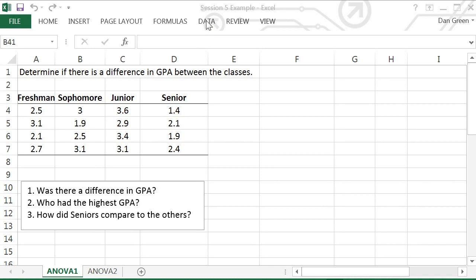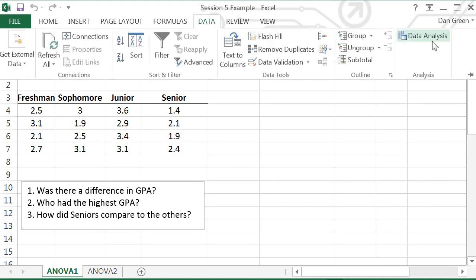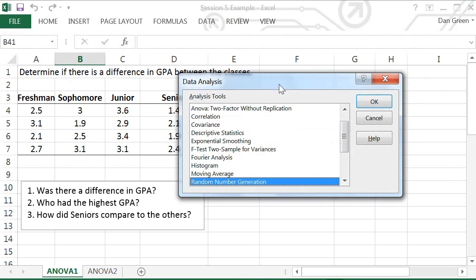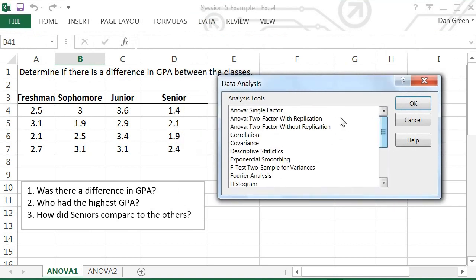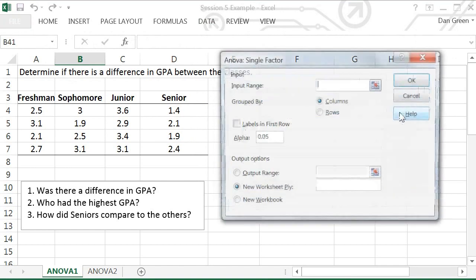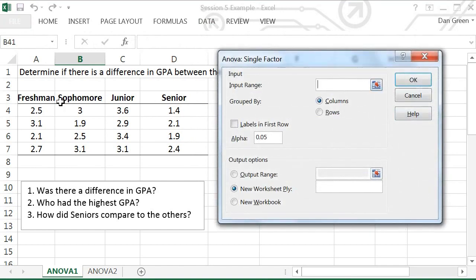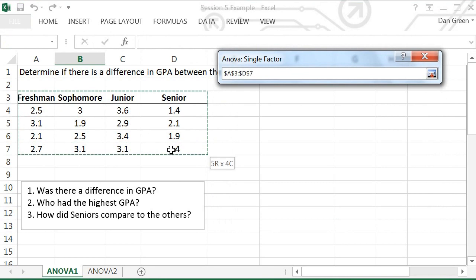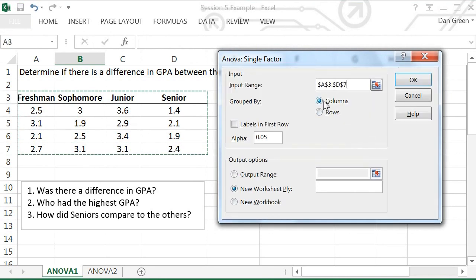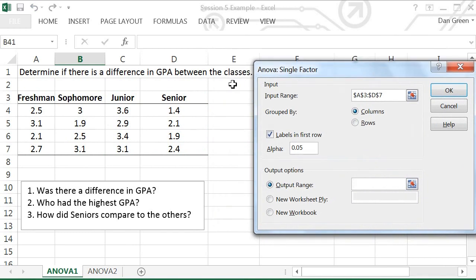In your data, you want to click the Data tab, then click on Data Analysis, and right up at the top here you will see ANOVA Single Factor. Click on that one, click OK. Our input range, we're just going to drag across everything here. And we are using columns. We did put our labels in the first row, and for our output range here, I am going to select this cell just to the right. That's the upper left-hand corner of our output table. So click OK.